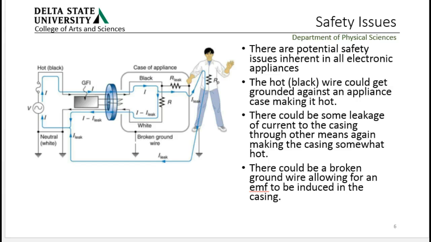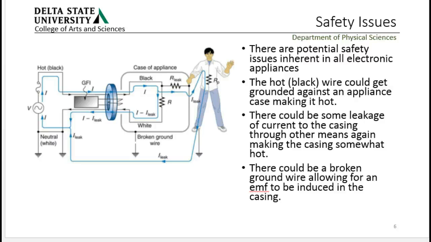There are several safety issues associated with electrical appliances, in addition to not going out and grabbing the 14 kilovolt line outside your house. So where are these safety issues, and what do they mean?